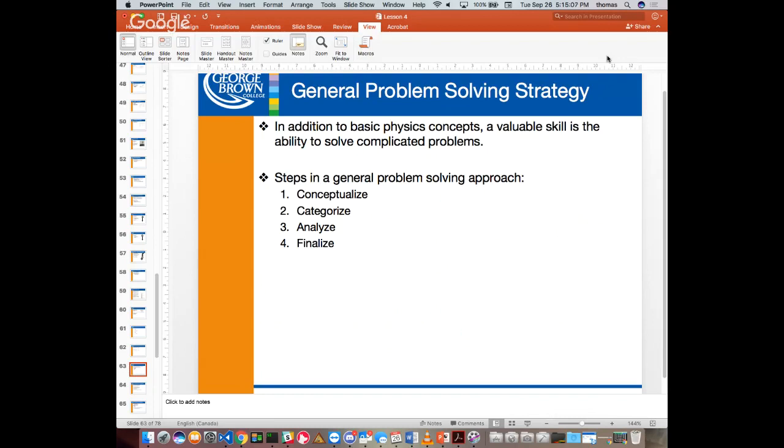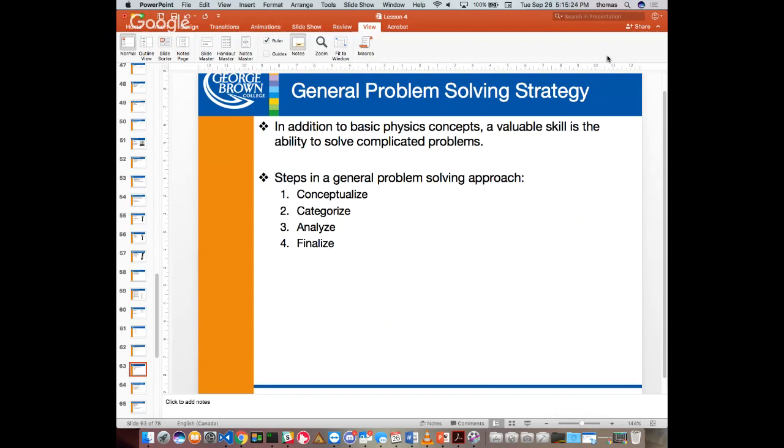Diagrams. I'm going to use diagrams. I'm going to use graphs. I might use tables. Whatever I have to do to try and figure out what's happening. I'm trying to map it out. This is the real life stuff, right? I'm going to categorize my problem. What kind of problem is this? Is it a motion in 1D problem, a motion in 2D problem?